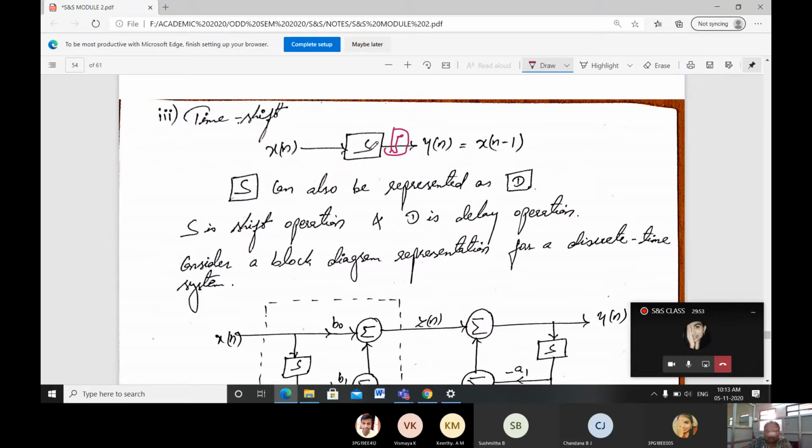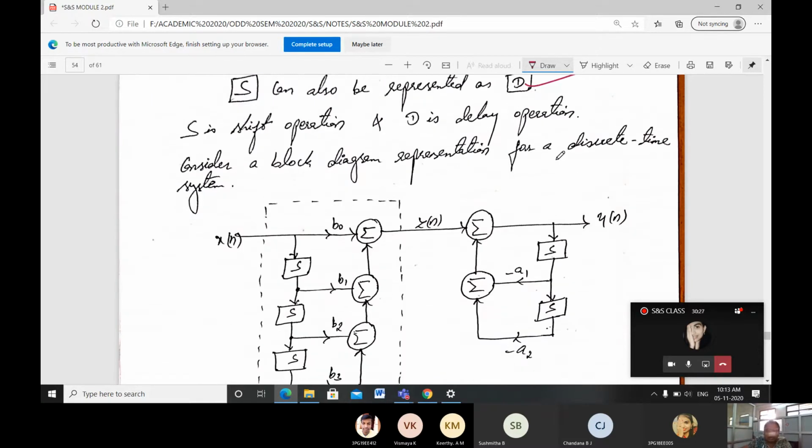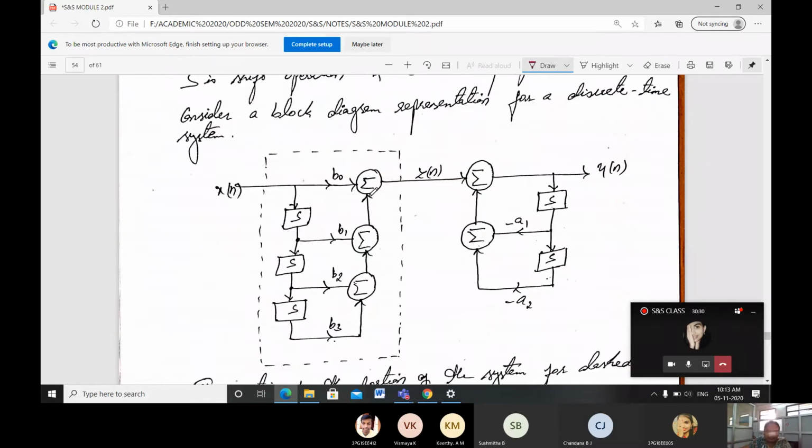Instead of writing S, we can write D also. S is nothing but the shift operation. D is nothing but the delay operation. Shift or delay in signals and systems will be the same. In different processors or controllers, you may use other methods, like shifting operations. Here, if I use D or S, it will delay by some time interval. Okay. Then a small block diagram is given for the discrete time signal, where x of n is the input.